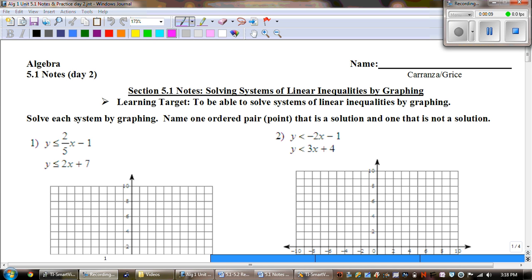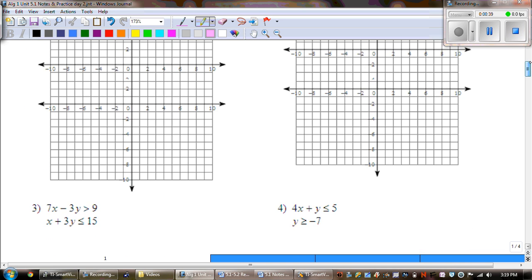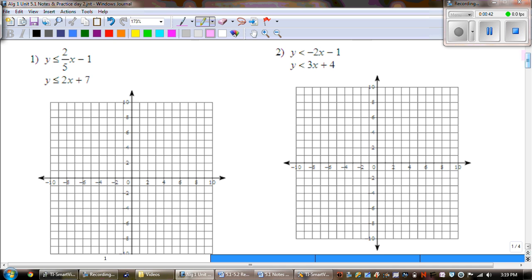Today we are continuing our discussion about solving systems of linear inequalities by graphing. Our learning target today is to be able to solve systems of linear inequalities by graphing. So, the directions tell us that we need to solve each system by graphing, name one ordered pair or point that is a solution, and one that is not a solution. Okay, so let's go ahead and take a look.